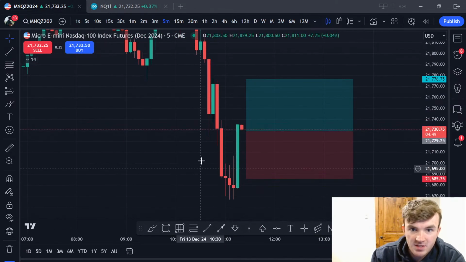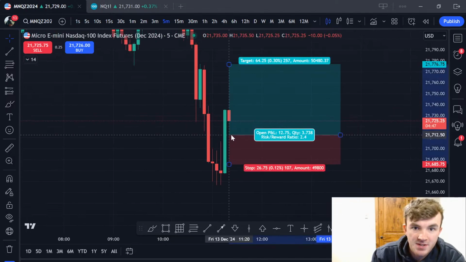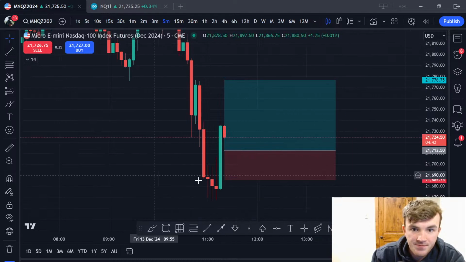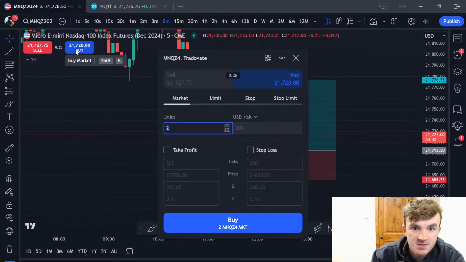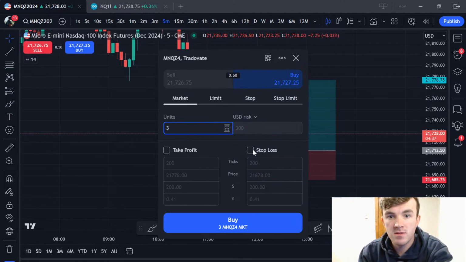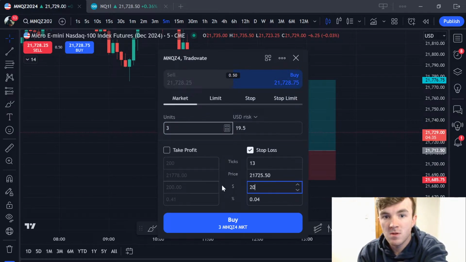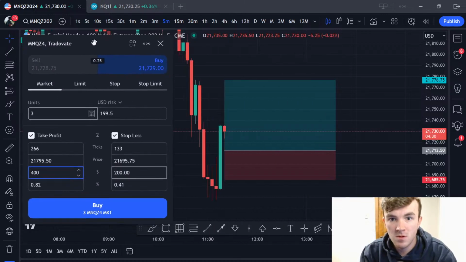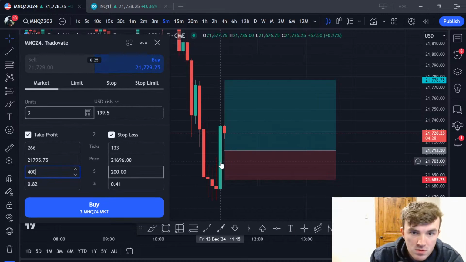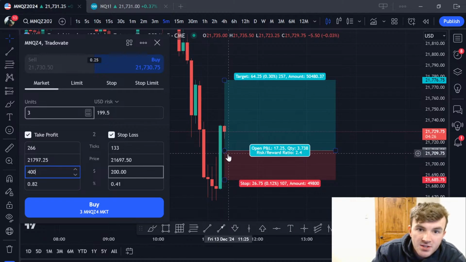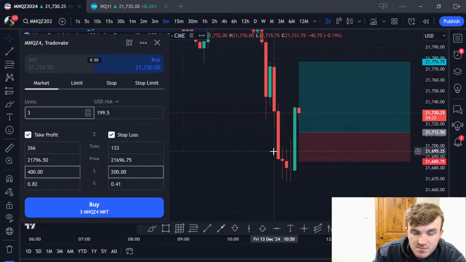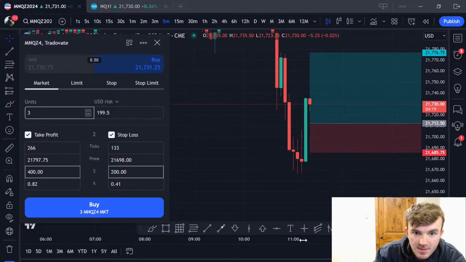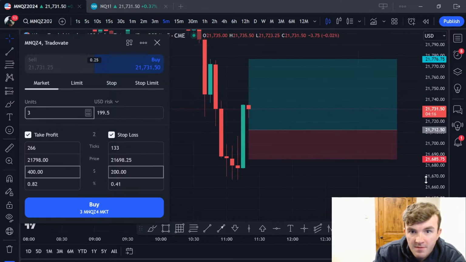Man, I would like to see us just tap back into this BPR. I want a better entry. Okay, here we go. Now we're talking. Now it's a 2.5 to 1. So if we get this, I'd like to get an entry in here. Let's see if we retest the BPR. I'll have patience.